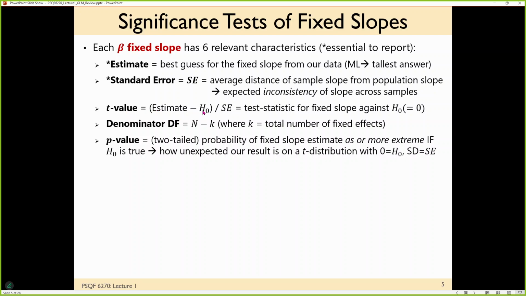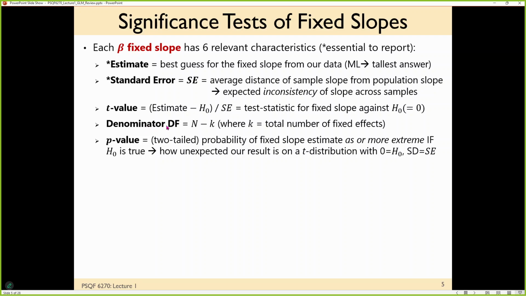So estimate minus what it's supposed to be under the null hypothesis, divided by standard error, is a test statistic that we then compare against a distribution. And by we, I mean the software. We're not doing any of this. We're not looking up p-values. We're not doing any of that stuff.